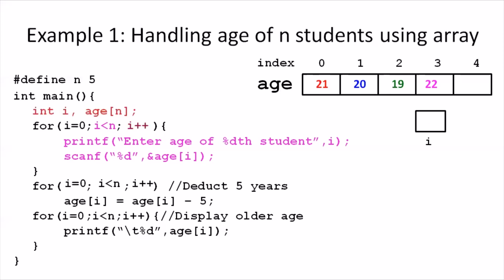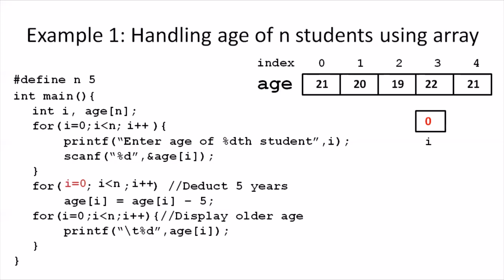I next gets incremented to 4, and since 4 is still less than 5, the control enters the loop. This time it asks for the age of the 4th student, and on entering 21 from the console, it gets stored in the 4th cell of the array age. I is then again incremented to 5, and now since the condition 5 less than 5 becomes false, the control breaks out of the for loop and comes to the next for loop, where the values of each cell of the array are supposed to get decremented by 5.